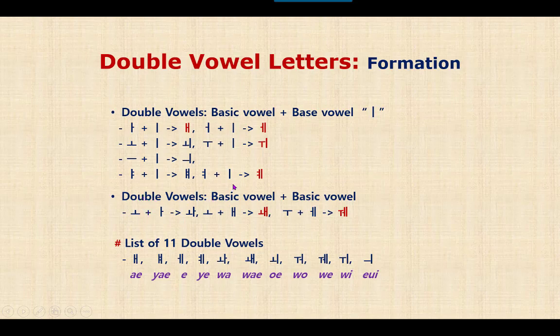And another vowel is a basic vowel plus basic vowel. Like O, A, WA. O, E, WE. U, E, WE. Okay? So we can make these 11 double vowels by combining basic and base vowels. So, now, can you read this?